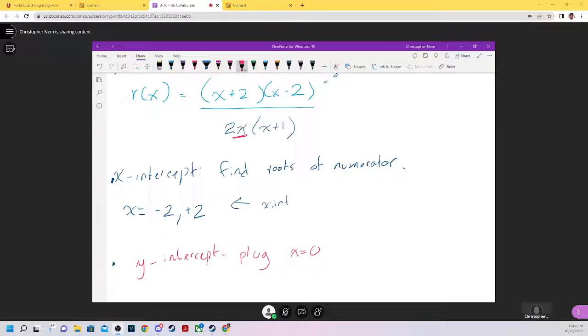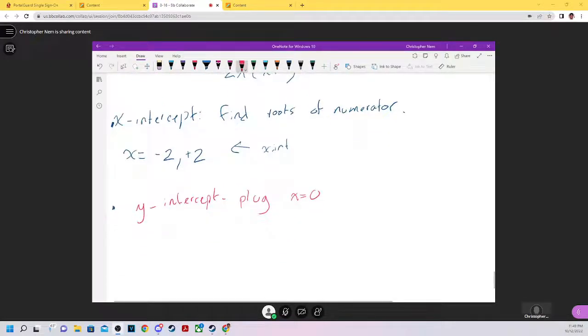2 times 0 gives me 0 times whatever this is, which will give me 0. So I'm going to be dividing by 0. What does that mean? Because I can't divide by 0. Well, that means in this case, there is no y-intercept. It's just that in the particular function we're sketching, there is no y-intercept.